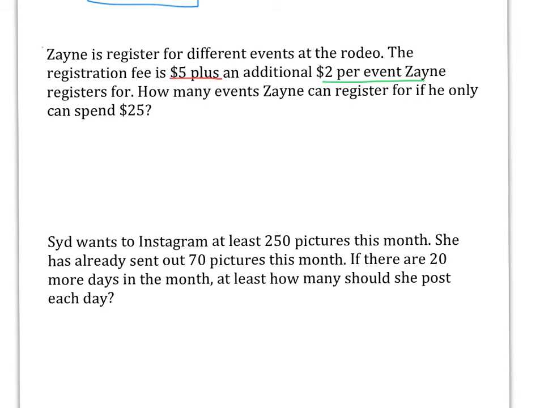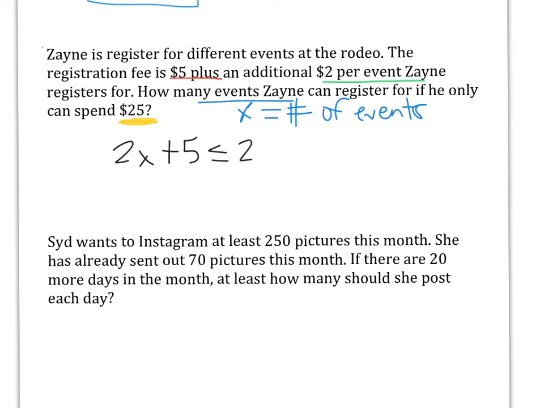I should probably just color code all of this, right? Keep it all different colors. How many events? We'll call x equals the number of events Zane can register for. And then he can only spend at most $25. So he can't go over 25, but can be less than 25 or be exactly 25. So if we set this up, we can say 2 times every event Zane registers for, which is x, plus the $5 registration fee has got to be less than or equal to 25. So 25 is at most he can spend.